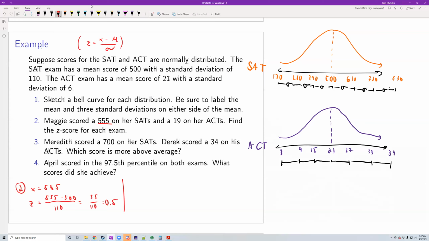For the ACTs, x is 19, which makes z equal to 19 minus 21 over 6, negative 2/6, or negative 1/3, about negative 0.333. Okay, Maggie's SAT score was a little bit above average, and her ACT score was a little bit below average. Neither score was particularly high or particularly low, but her SAT score was above average, whereas her ACT score was below average. This is good information.